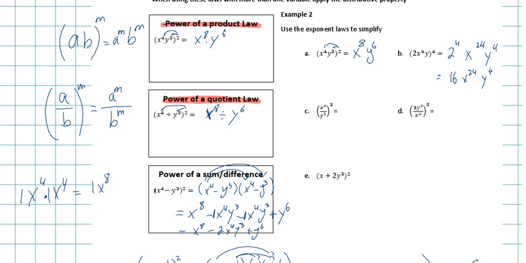How about the next one? X to the power of 12 divided by y to the power of 50. Can you guys read that? Probably not. Okay. Next one.